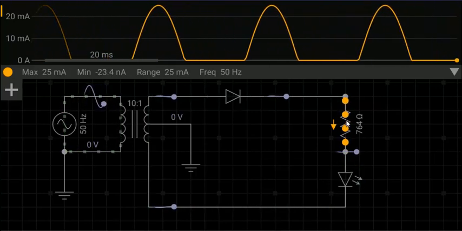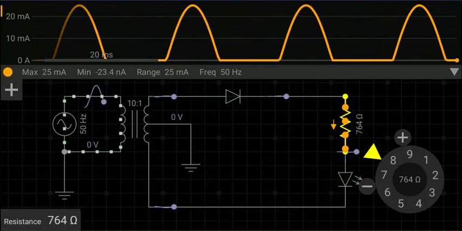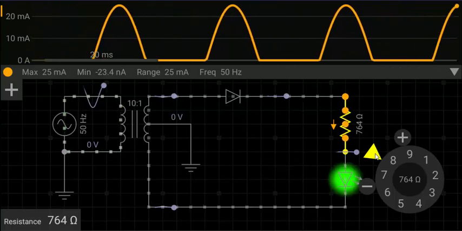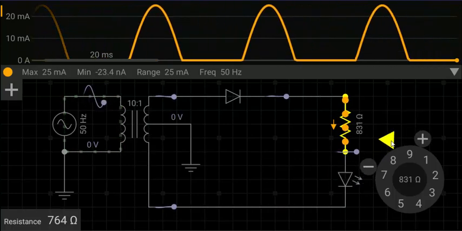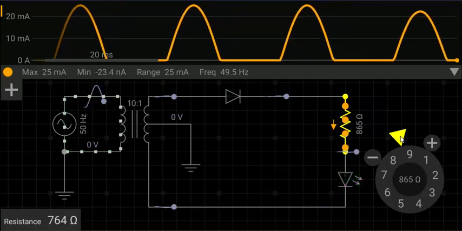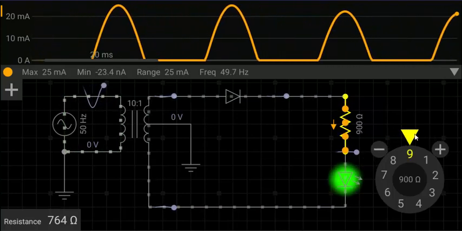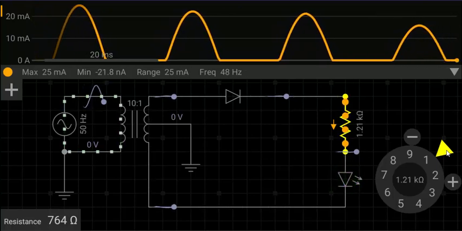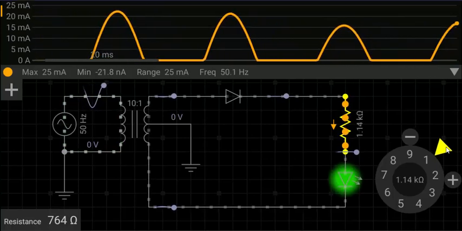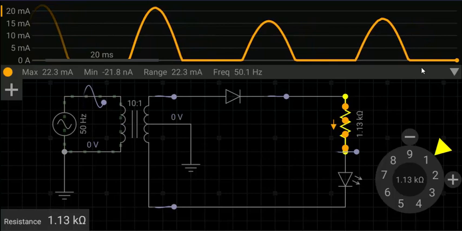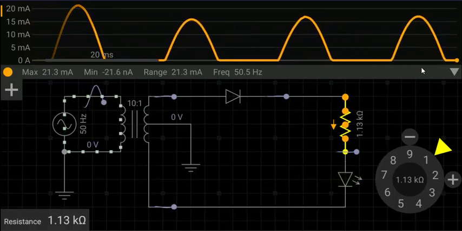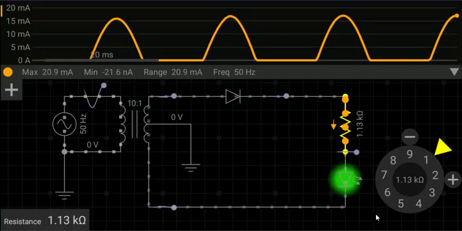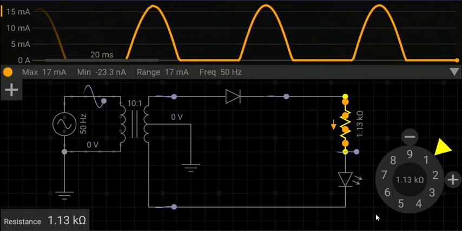So let us adjust this value. We have to increase the resistance to decrease the current, and you can see here that as we increase the value of resistance, the current goes on decreasing. So it is now below 20 milliampere, and this is safe for our LED.